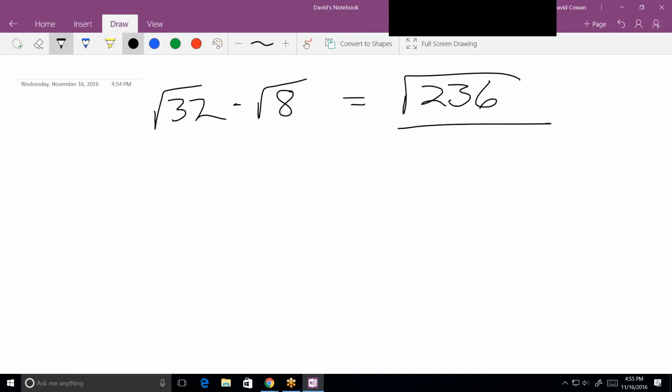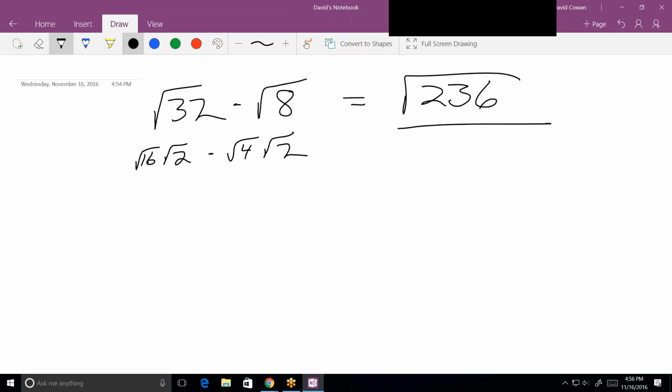Okay. So let's break this down. Let's simplify each of these radicals before we multiply it. Well, what's the largest factor that's a perfect square number of 32? Remember, that's the way we get to the answer the quickest. It's 16. Ah, good. 16 times 2. How about 8? Yeah, 8 is 4 times 2. That's 4 times square root of 2.